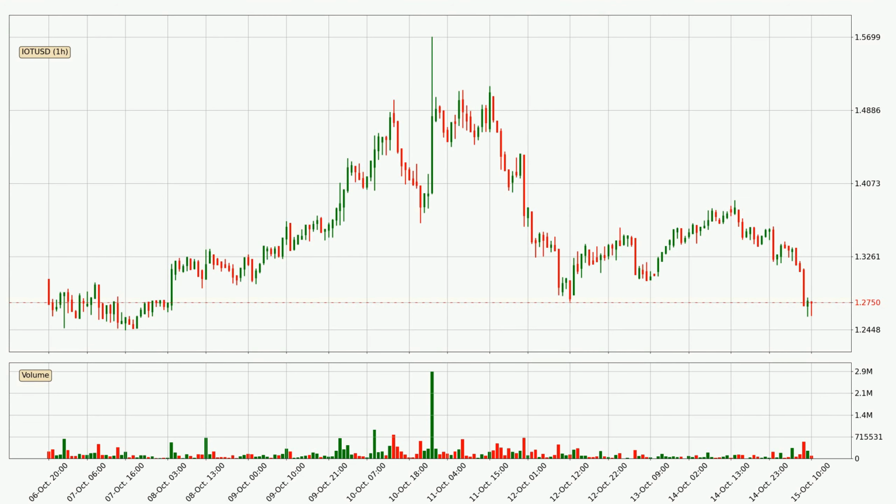Looking at the IOTA hourly time frame, the price moved quickly to the downside with around 6.8% in the last 24 hours, with a current price of 1.27. On the other hand, this move wasn't very strong because the volume wasn't very high.